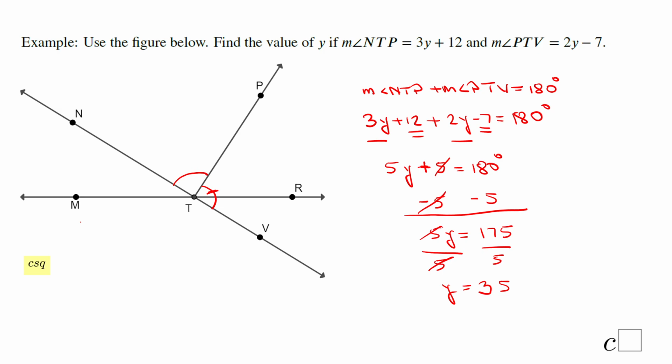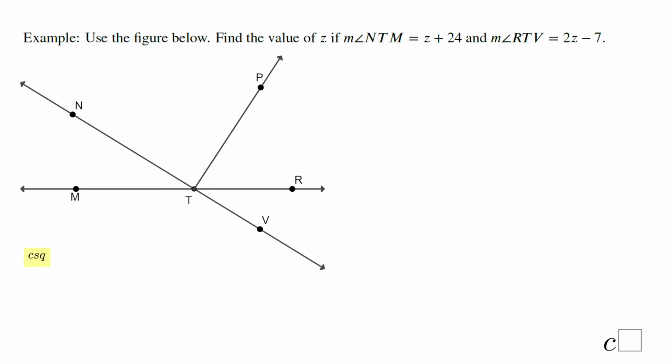Now, you can find these two angles now. You can find this angle and see if it's a right angle. NTP, it's 3y plus 12. 3 times 35 plus 12. No, that is 117 degrees. So you see, the picture is not accurate. That's another thing that you need to be aware of in your geometry classes.